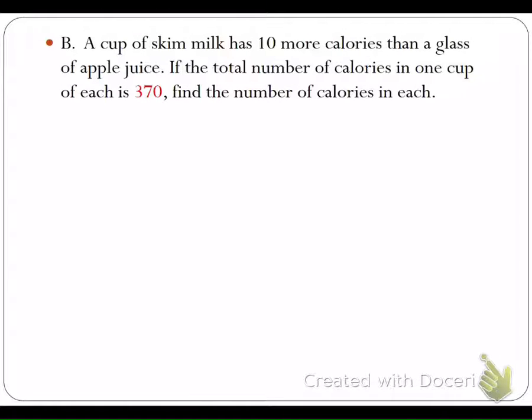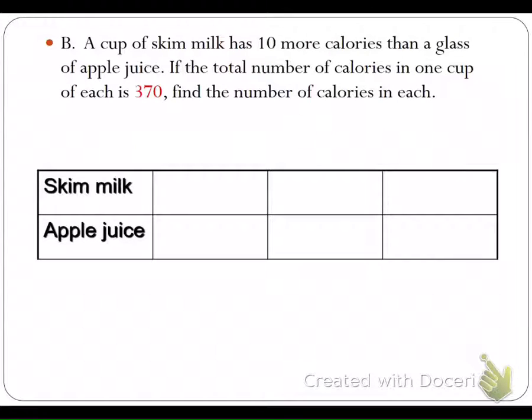All right, so this one's reminding me of the homework question last night, right? The carrot celery, so we're talking about calories. A cup of skim milk has 10 more calories than a glass of apple juice. If the total number of calories in 1 cup of each is 370, find the number of calories in each. So, very similar setup here. We're talking about milk and apple juice.